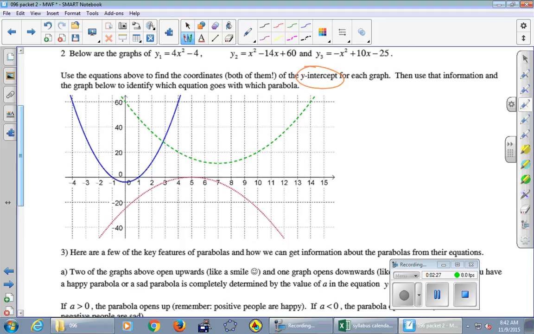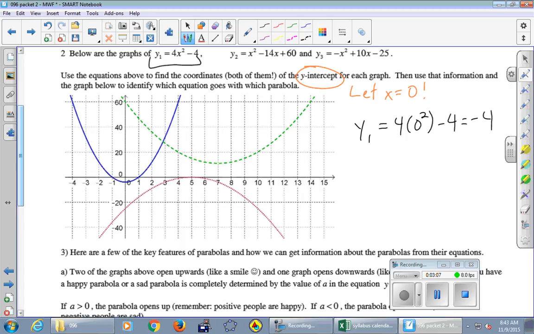To find the y-intercept, well, you've known how to do that for a long time. How do you find the y-intercept of anything? We let x equal 0. That's an old process, right? To find the y-intercept, you let x equal 0. To find the x-intercept, you let y equal 0. So let's just let x equal 0. For y1, just copying this equation right here but changing that x to a 0, we get 4 times 0 squared minus 4, which is negative 4. So whichever graph is y1 has to have a y-intercept of y equals negative 4.